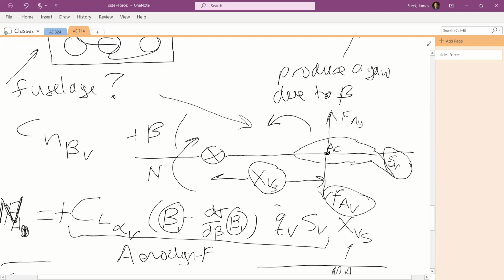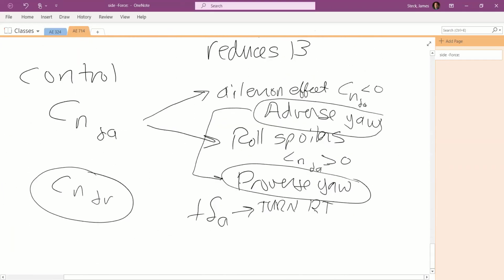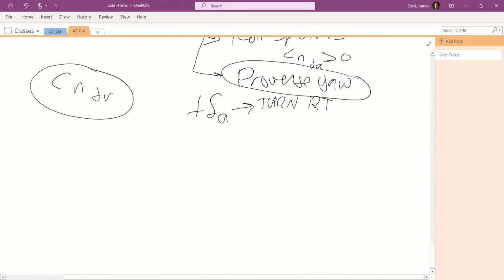So the formula for the yawing moment due to rudder is going to be that force from the rudder times XVS, which is our moment arm. And so again, like I keep saying, we're going to fill in here whatever the force is being generated, then you multiply by QS and then the moment arm. So that formula is going to look real familiar.